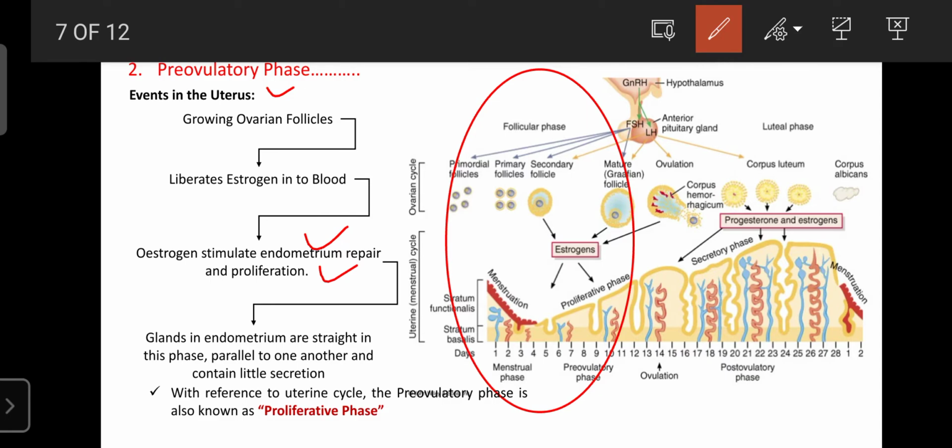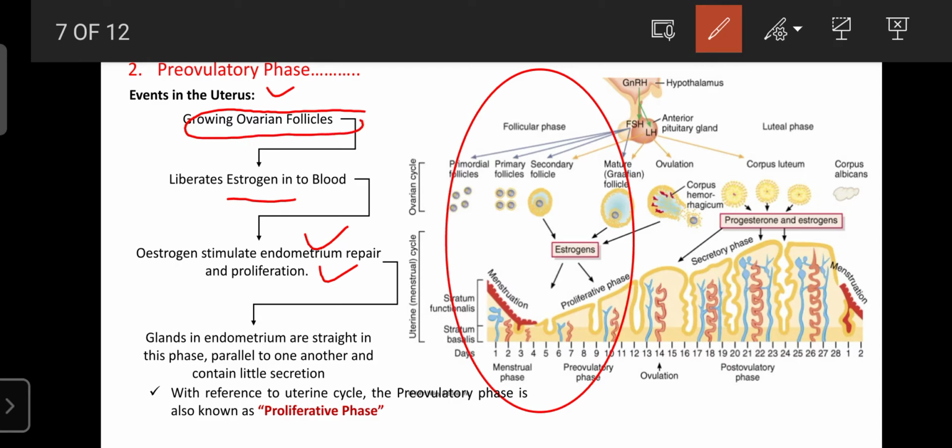Then whatever ovum was released, upon fusion with a sperm, forms a zygote. The zygote develops into a blastocyst, and the blastocyst attaches to the wall of the uterus, which is the endometrium. So certain changes are required in the endometrium, and these changes occur due to repair and proliferation of the endometrium under the influence of the estrogen.